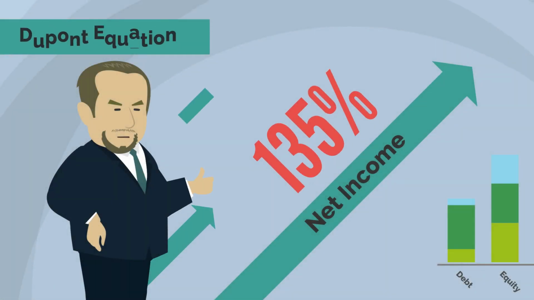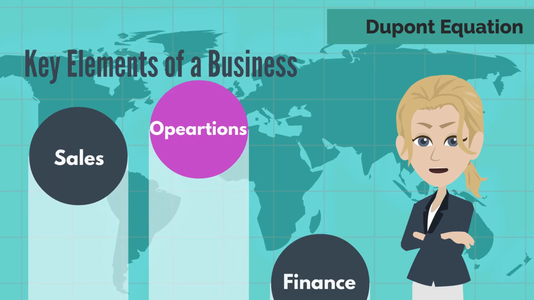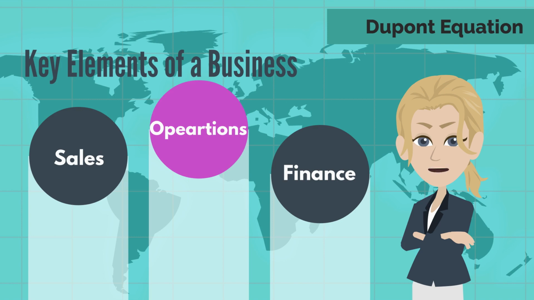As an owner of a business, you want to know how much sales can be made from borrowed money and from own invested funds. Sales, operations, and finance are three key elements which drive the business. To know DuPont analysis, let's go to the whiteboard.